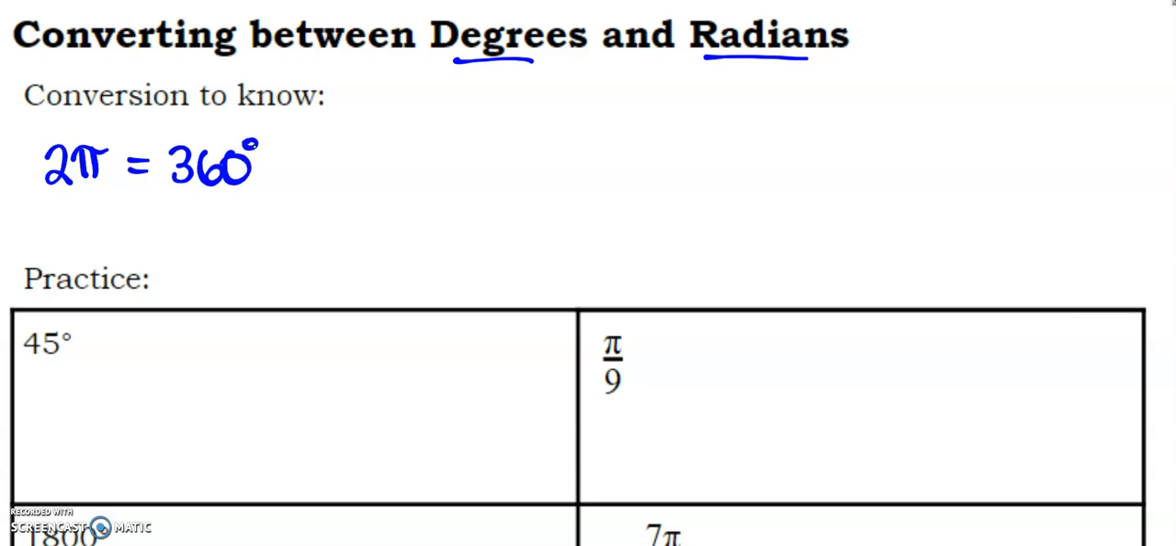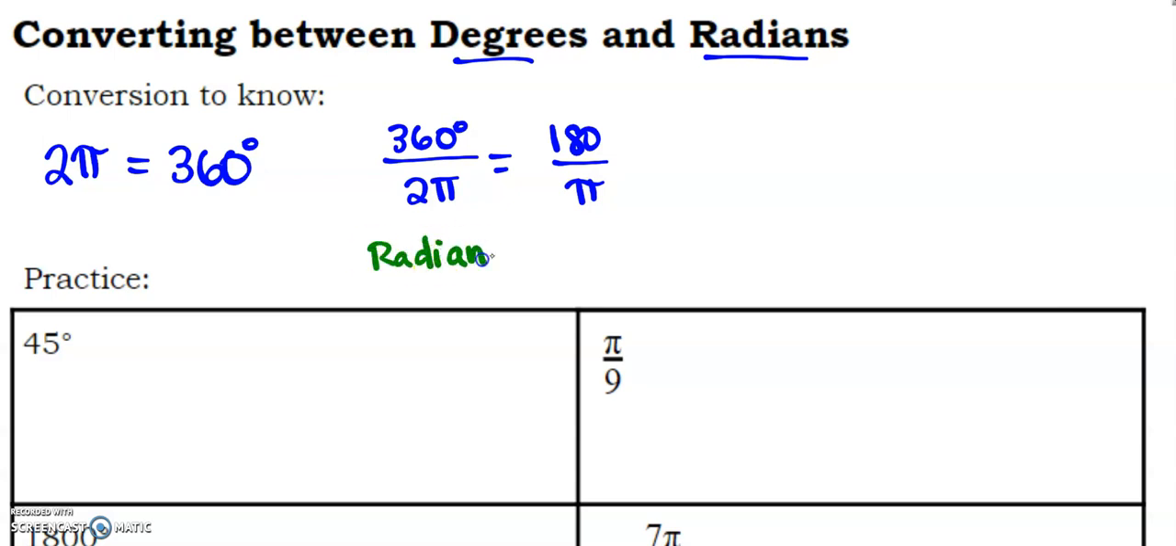Okay? Now, when we go to convert, we're going to look at what we have, and we're going to multiply by 1. But that 1 is going to look a little different. We're going to take this equation that we know to be true, and take the 360 and divide it by 2 pi, which means we're going to get 180 over pi. And so whenever you have an angle that's already in radians, because it has a pi symbol in it, you're going to multiply it by 180 degrees over pi, and that will get you degrees. Okay?